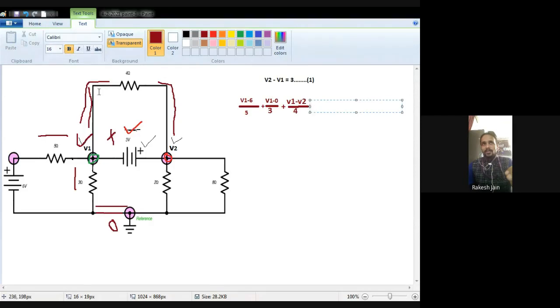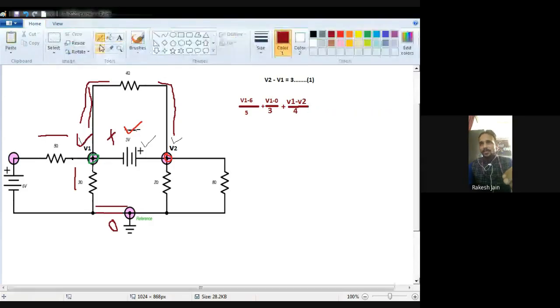No. We have to neglect this branch also. Sorry. In between these 2 nodes, neglect any branch. I am going to tell you one thing: we have to neglect this also, because V1 and V2 are the 2 nodes for which we are going to write down the equation. That's why we have to neglect this branch also.